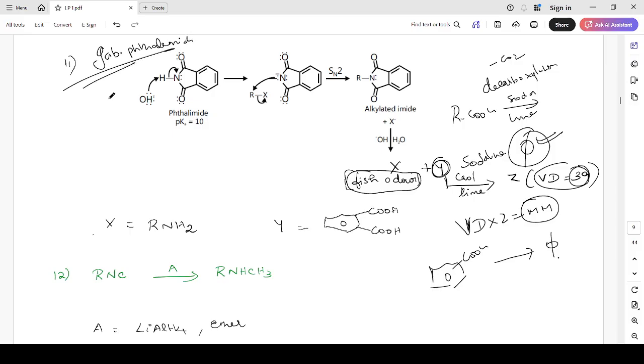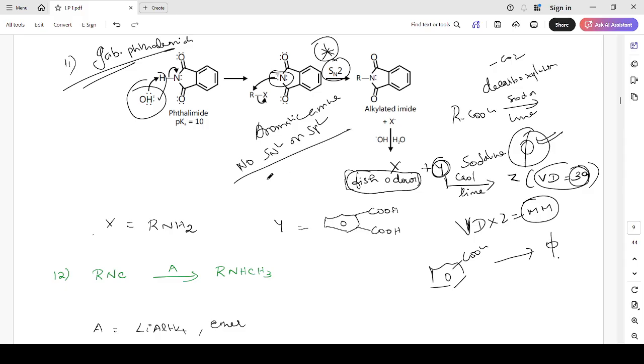We practiced it already in our class in the last session. I use a base here, which is going to abstract this, right? So that it becomes N minus. Now this is an SN2 reaction, very important children. So only you say you can't prepare aromatic amines because you can't do SN2 on sp2. No SN2 on sp2, right? So what is happening? This is N minus, the X minus goes so that it becomes R.